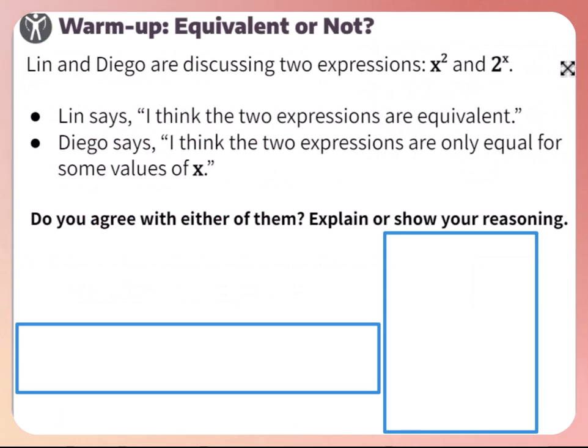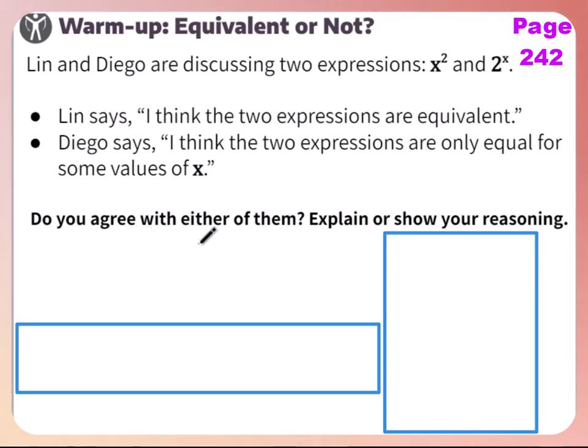All right, turn to page 242 and complete the warm-up. Lynn and Diego are discussing two expressions, x squared and 2 to the x. Lynn says, I think the two expressions are equivalent. Diego says, I think the two expressions are only equal for some values of x. Do you agree with either of them? Explain or show your reasoning. So stop right here and think about it.